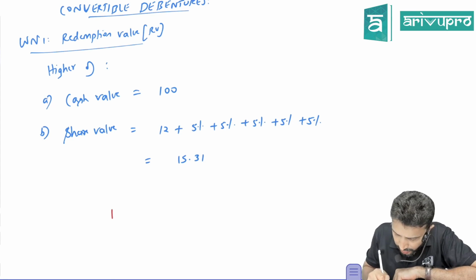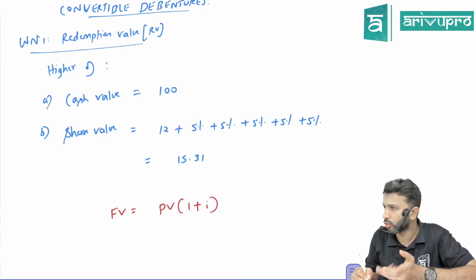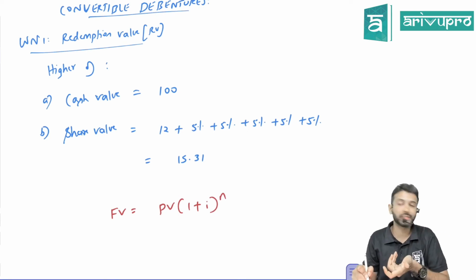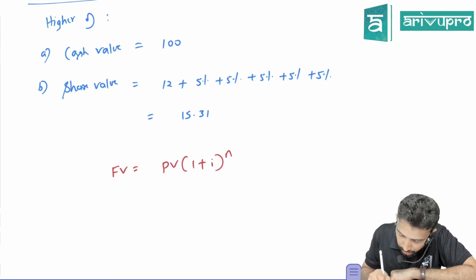So we know this, no? Future value is given by the formula: present value into (1 plus R or I), you can use whatever, whole power N. Do you remember this? Yes. This is what we used to do. So we need to find out the future value.